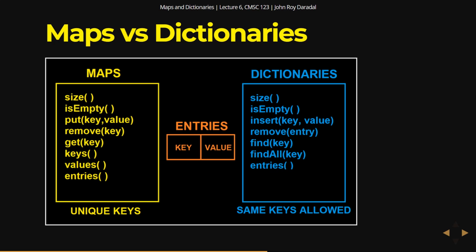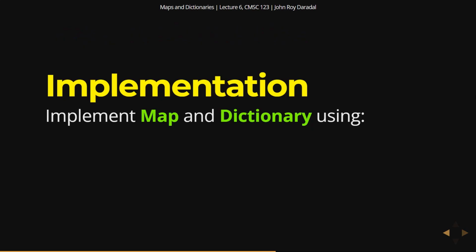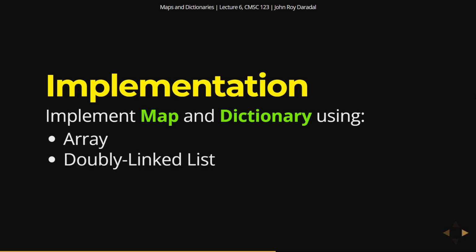Okay, so that is the idea behind the map ADT and the dictionary ADT. So that will be the first part of this lecture, and of course the second part is coming, which should be the implementation part. Okay, so now we are ready to implement the map ADT and the dictionary ADT using arrays and linked lists. Specifically, we will be using doubly linked list in these implementations since it would be more convenient. Okay, so make sure first that you understand the ADTs, the theory behind it, before proceeding with the implementation part of the lecture.